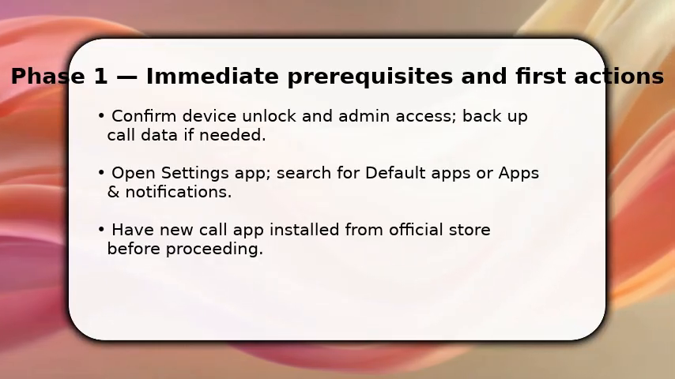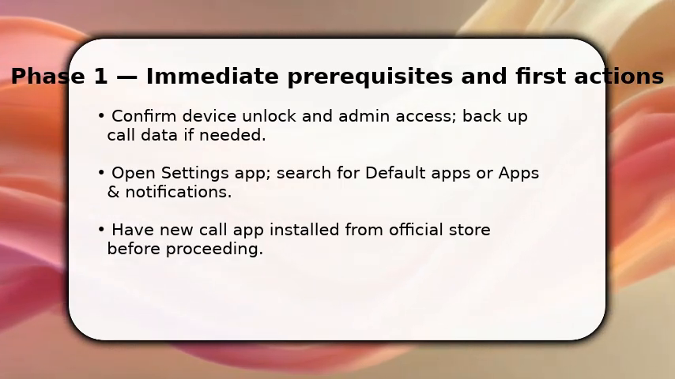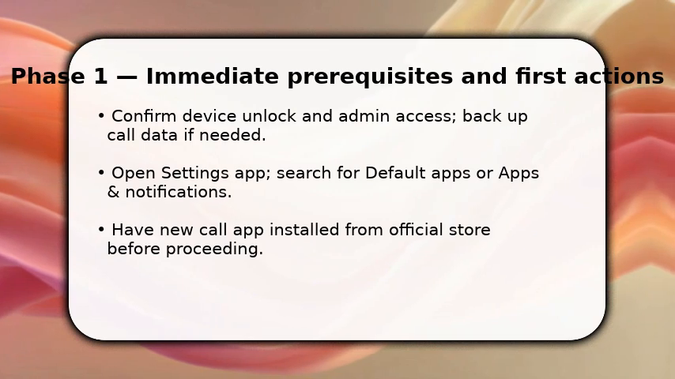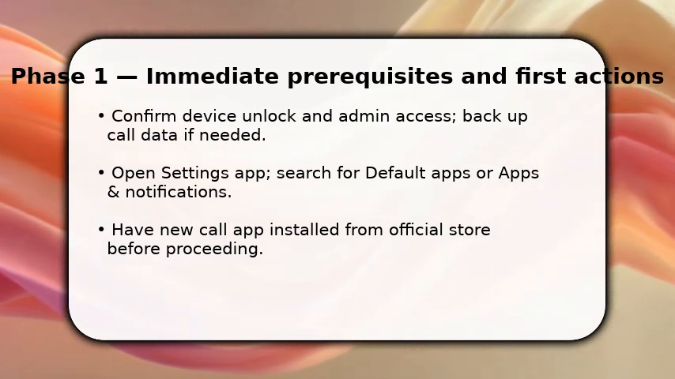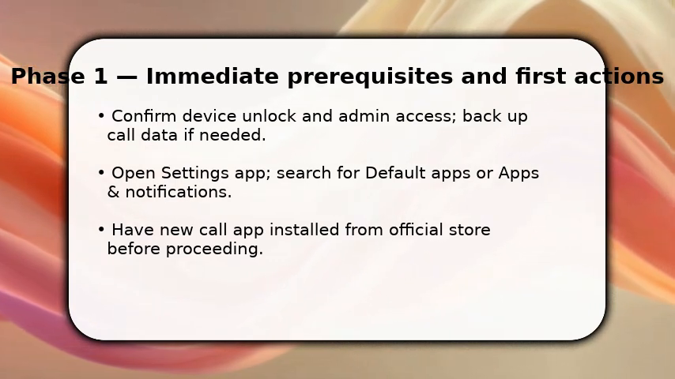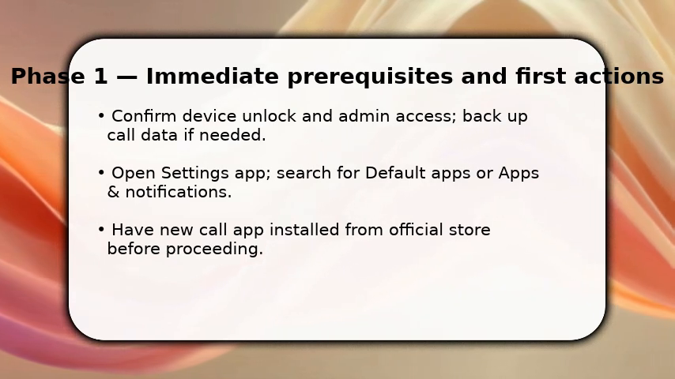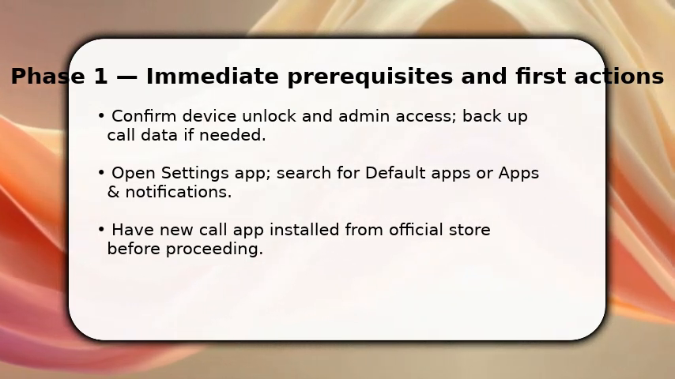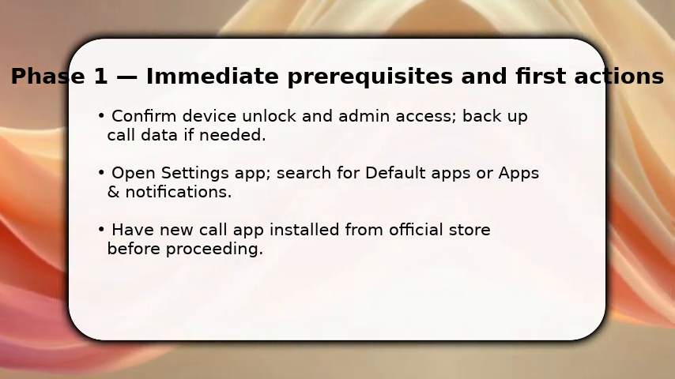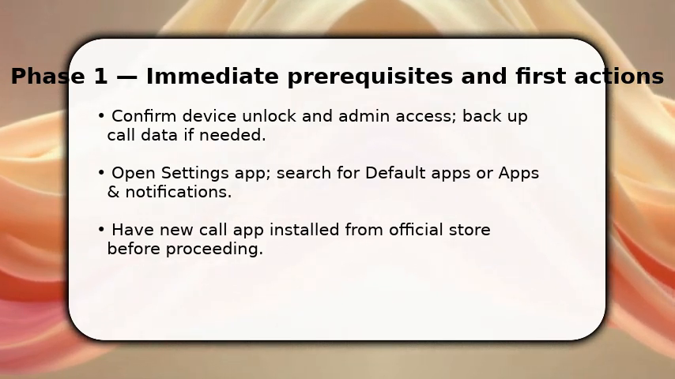You start by preparing the device and opening settings. Make sure you're unlocked and have admin access, then back up any call logs if you want a safety copy. Once done, open Settings and use the search box to find default apps or apps and notifications. This saves scrolling. Also verify the new phone call app is installed from the official store so it appears in the list. These steps move you straight into changing the default without wasted time.